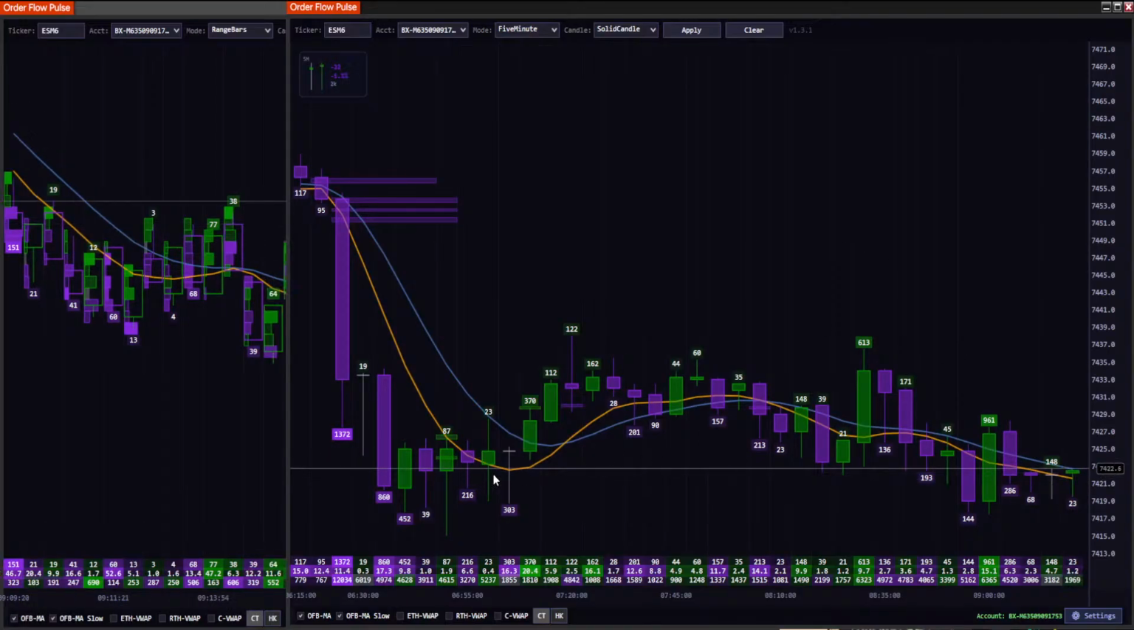Right now, we're just in a big channel. I mainly look at the numbers down here, what the delta is doing, the percentage, and the volume.